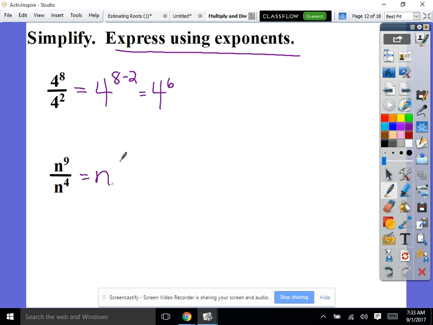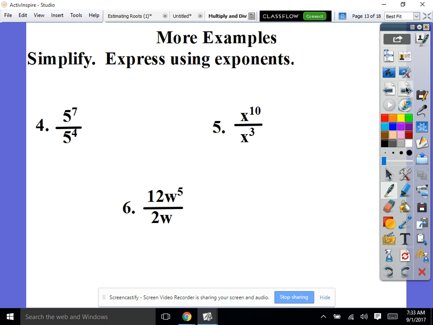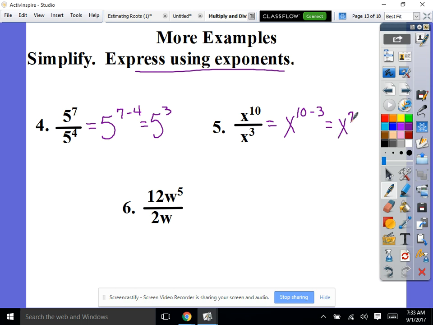Keep the base of n, subtract the exponents. 9 minus 4, always top minus bottom, equals 9 to the 5th. Keep the base of 5, top 7 minus bottom 4 equals 5 to the 3rd, still expressing using exponents. Keep the base of x, top 10 minus bottom 3 equals x to the 7th.